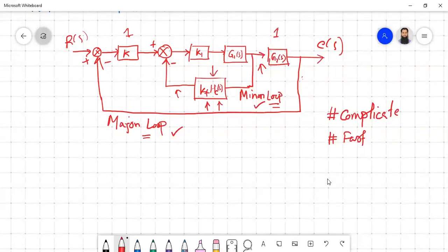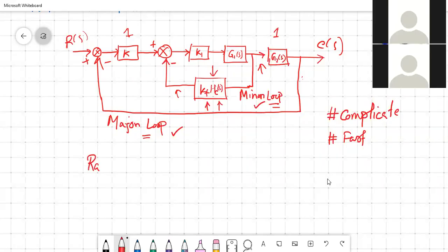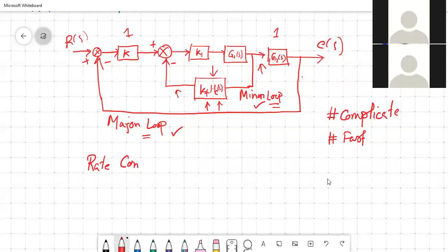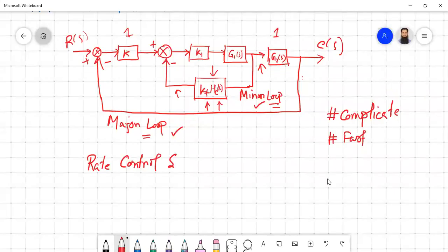An example of this one is called the rate control system. In the case of the position control system, in the rate control system, what we have is KF HC(s), which is just KF, a constant, times s. So s is nothing but d/dt.